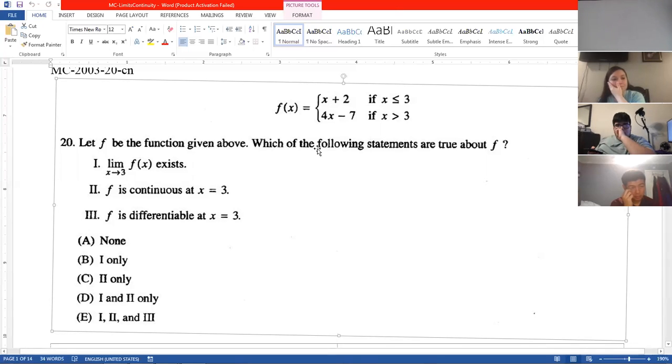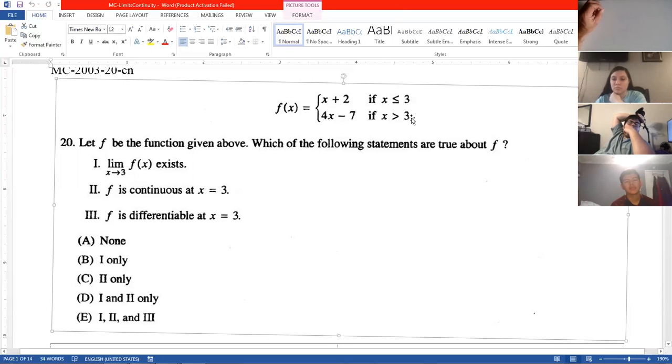Again, we are not going to show work, so we can do some tricks. For instance, what is the value of this function in 3? You put a 3, 3 plus 2 is 5. What is the value of the other function in 3? 4 times 3, 12, minus 7, 5. So both are 5. So the two lines join at 5, correct?